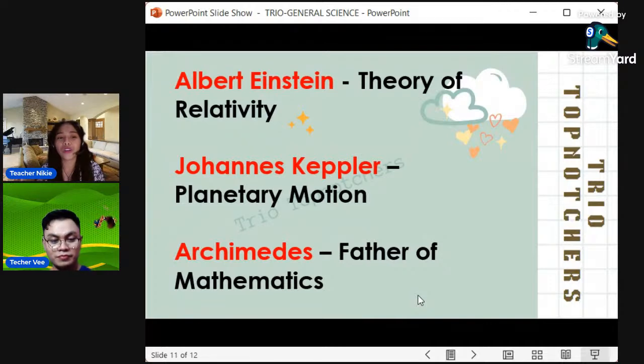Okay? Theory of relativity. Okay, next, we have Johannes Kepler. Ano yung tatandaan nyo kay Johannes Kepler? May P sa surname ni Kepler, ni Johannes. P, planetary motion. Okay? Johannes Kepler, planetary motion. Okay, so please remember that.